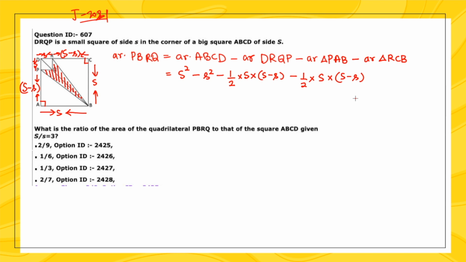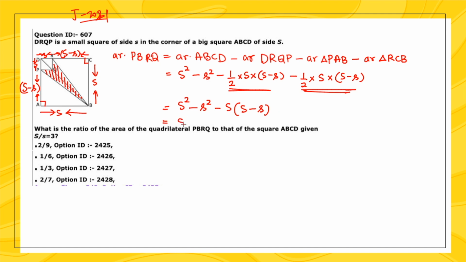So this whole thing will give you the answer. Now since this value and this value are the same and they are minus minus, they will be added. Half and half of anything added 2 times becomes 1. So this will be capital S square minus small s square, minus capital S into capital S minus small s. Now I can open the bracket to solve it further.